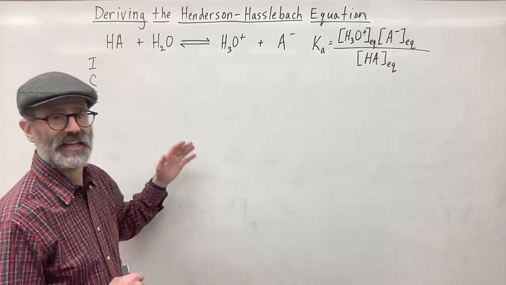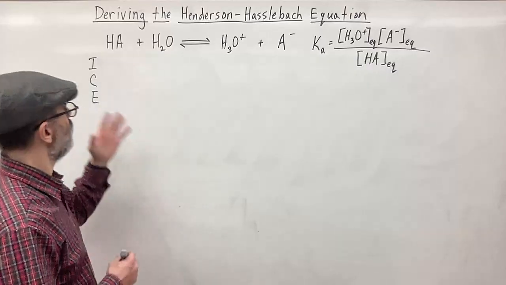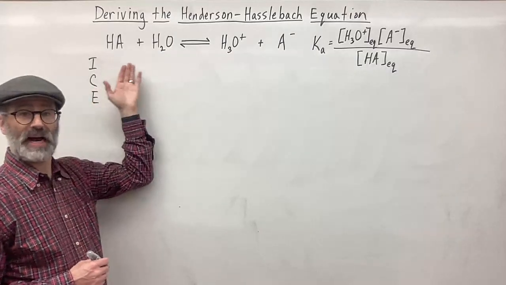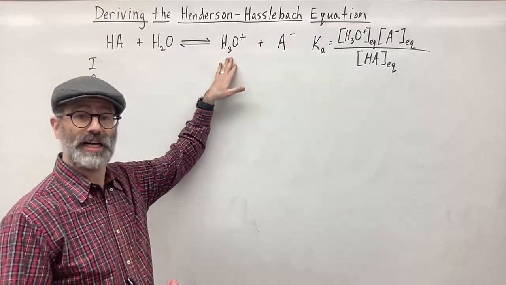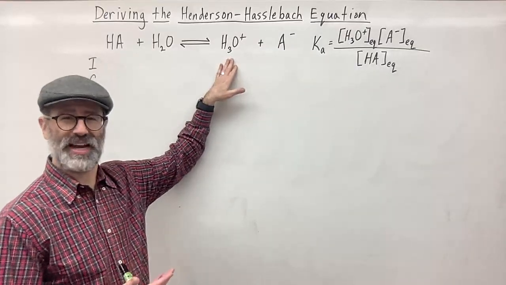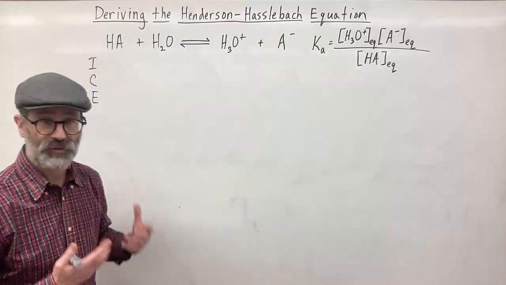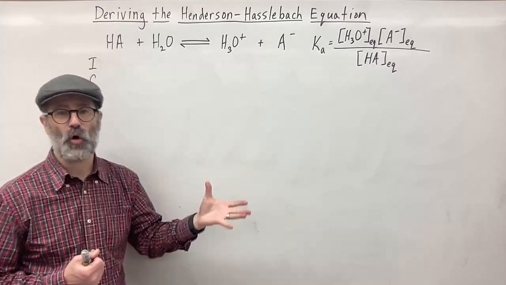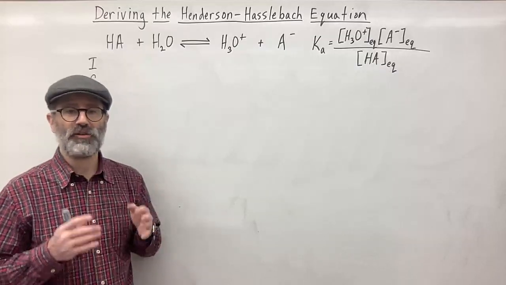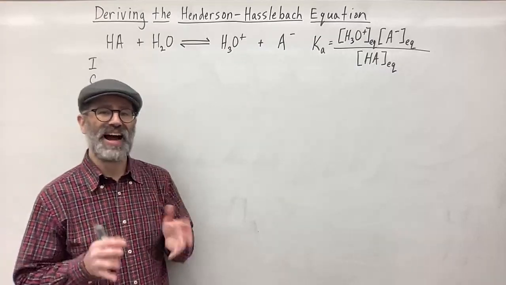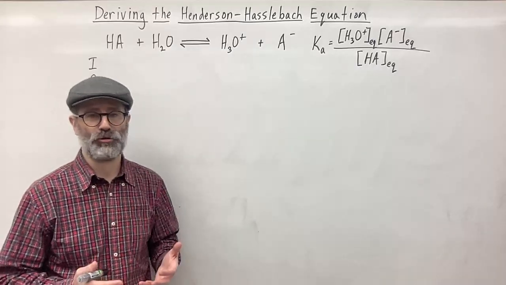So here I have an example of a generic buffer solution, where I have the weak acid reacting with water to form your hydronium ion, or your H plus ion, and the conjugate base here. Now, if this is just a weak acid thrown in water to react with water, your Henderson-Hasselbalch equation is not going to work with that. And the reason for that is because it's not a buffer solution.